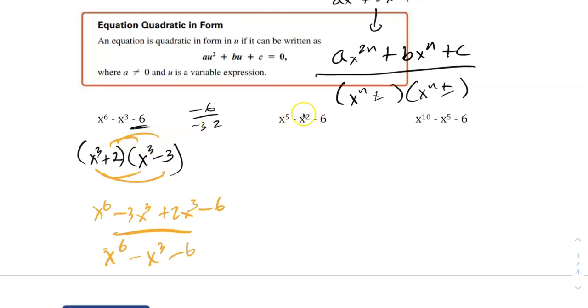This next one, notice how the middle term is not half the first term. The first term is to the 5th, half of that would be 2.5. This is not in quadratic form. So we can't factor.